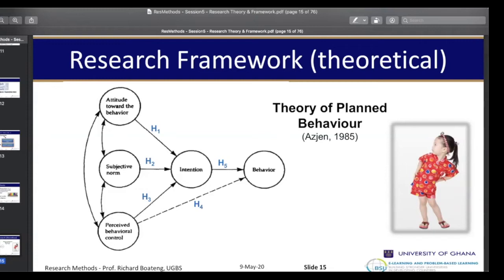Then he has got another set of variables called the subjective norm. Subjective norm says that even though you have a good attitude about it, there are certain times that certain norms in society can influence you. Norms can put pressure on you to go and perform the behavior, or can inform your intention. Norms can be either peer influence or society influence, or even industry influence.